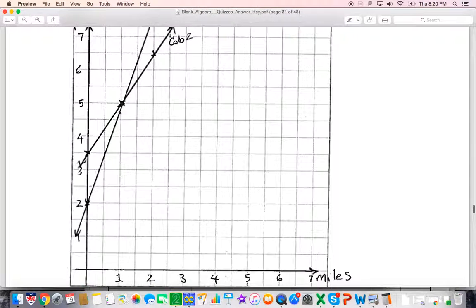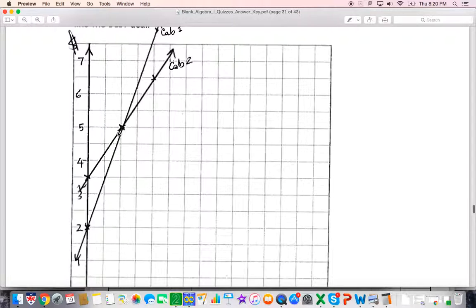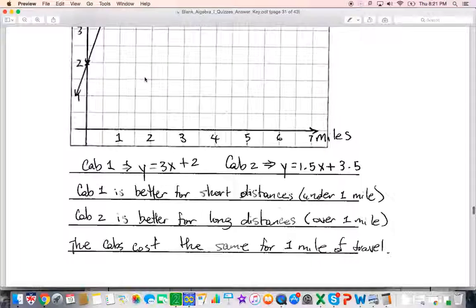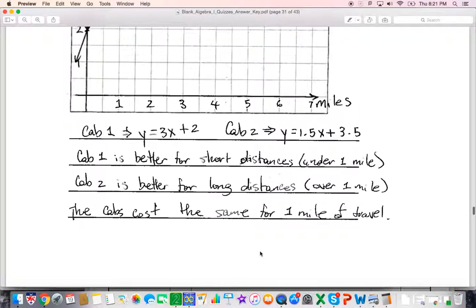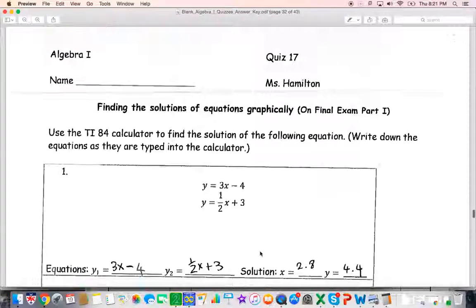But if she's going exactly a mile, then it doesn't matter which cab she chooses, because as you can see, at that point of intersection, she's paying the exact same amount for both cabs. Then they switch places, and cab 2 actually becomes cheaper than cab 1. So my advice to her is, if she's taking a short ride under a mile, cab 1 is better. But if she's taking a long ride over a mile, cab 2 is better. And for 1 mile, pick whichever one comes first. All right, and that's it for that assessment.